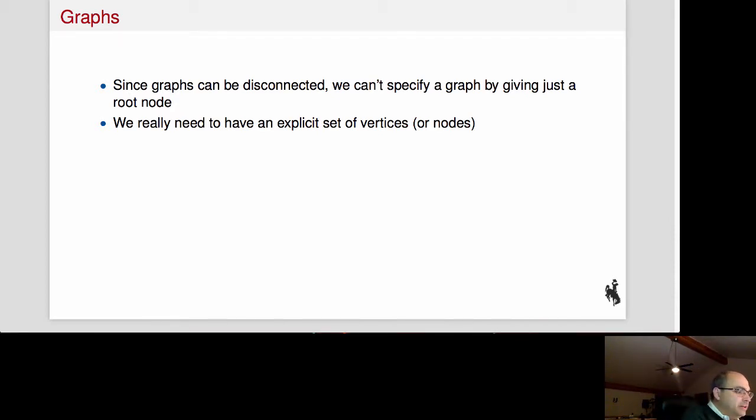So what we need to do is we need to have an explicit set of vertices, okay? So to be able to talk about a graph, I need to tell you what the vertices are. I can't just kind of let you find them. I give you the root and then you just follow the edges and you'll get everywhere. That doesn't work anymore, okay? So that's one problem, okay?